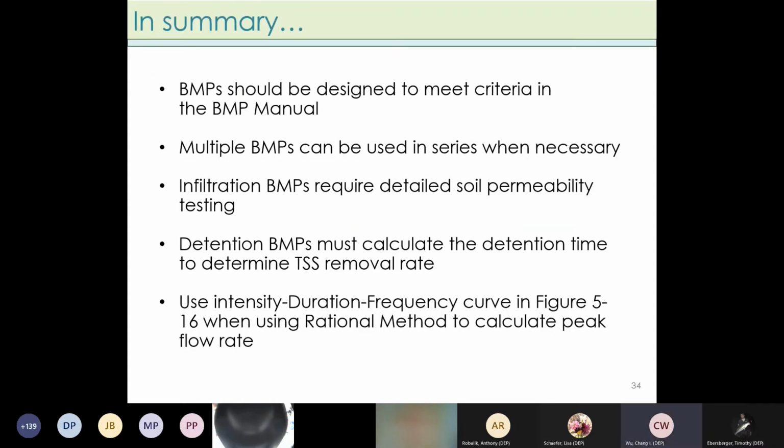So for the design of the project, in summary, the BMP must be designed to meet the criteria in the BMP manual, and if you have multiple BMPs, you can use them in series when necessary. Infiltration BMPs require detailed soil permeability testing. Detention BMPs must calculate the detention time to determine the TSS removal rate, and use the intensity, duration, frequency curve in Figure 5.5-16 when using the rational method to size a peak flow rate.